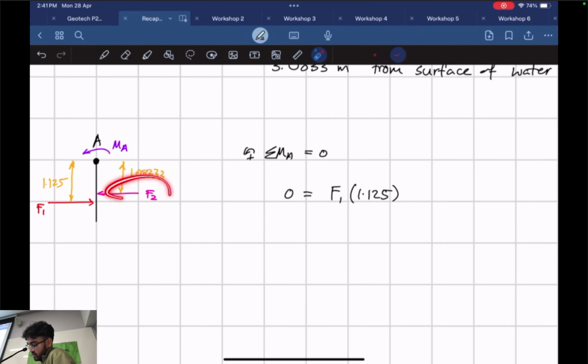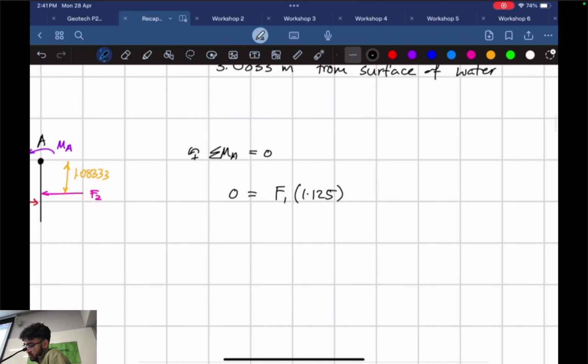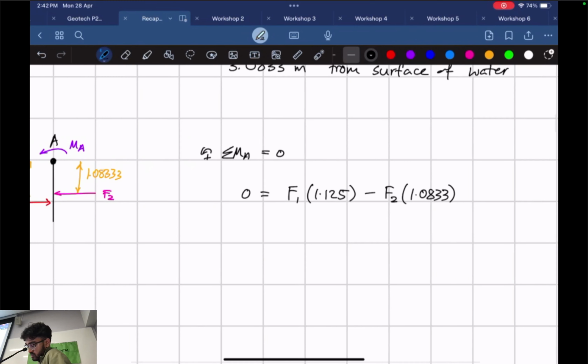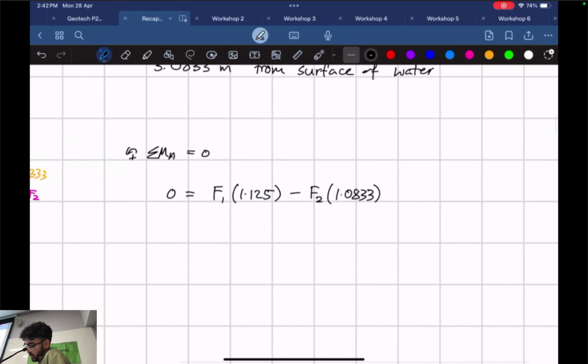Let's take a look at F2 now. The gate is moving clockwise, therefore we take minus. For those who haven't done ENGG2500, it's a bit tough, can't lie. And then we're going to also add MA.